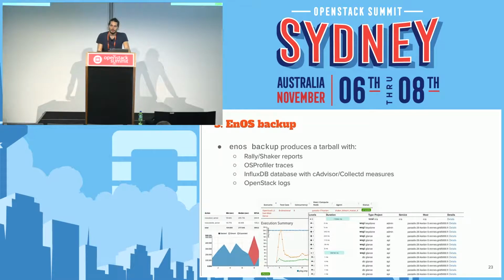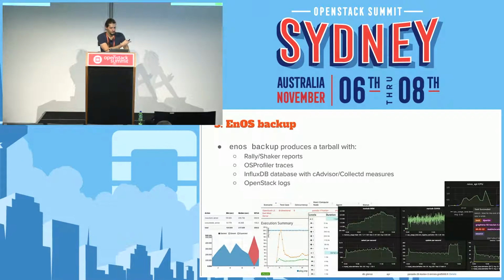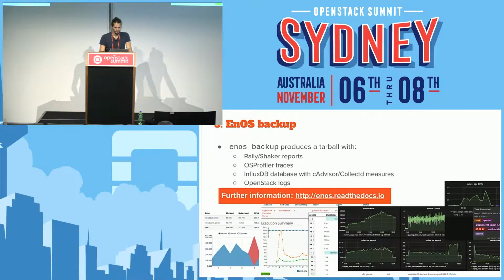It also backs up all the databases that store the monitoring metrics and that you can explore using services like Grafana, and also OpenStack logs and configuration files. So everything is registered and backed up in a tarball, and can be used afterwards in order to make post-mortem analysis. You can find more information in the documentation of EnOS.